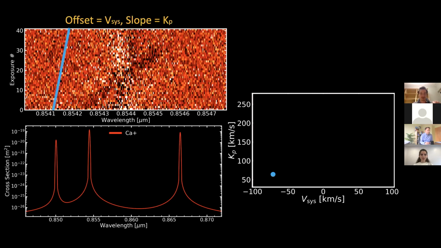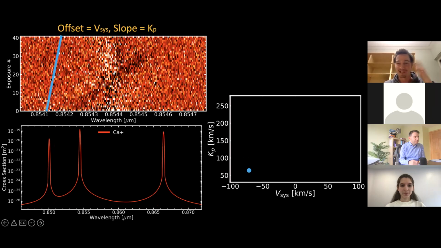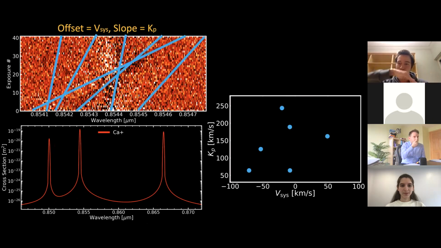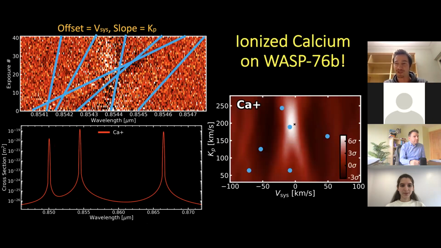So I'll give one example. Let's say we try this line over here. It's not a very good fit. We're completely off. So that gives us a point over here on the diagram. And we can shift this line left or right and change the slope. Basically, we want to fit this line. So we can try something over here, move over there, try something over here. And eventually we get exactly the right slope. And now we fill this diagram, and this is what the results look like. So we can actually see there's this bright spot over here, and this corresponds to where we expect the planet to be. So if you have a strong signal, exactly where you expected it to be, then we claim there's a detection, in this case of ionized calcium on WASP-76b.